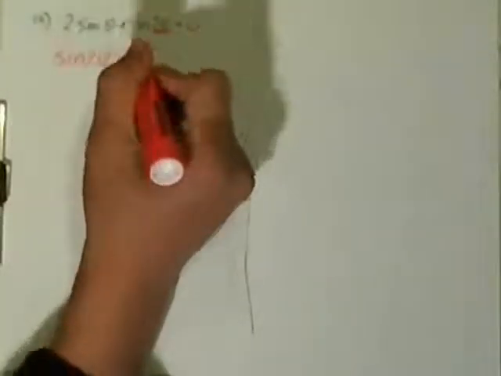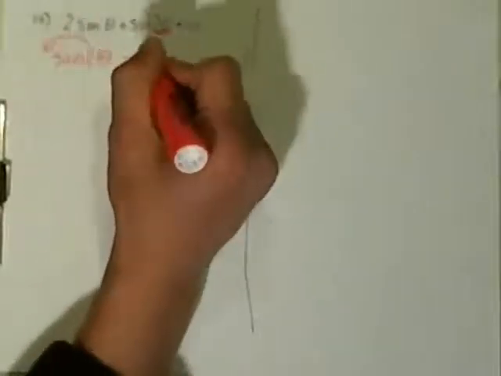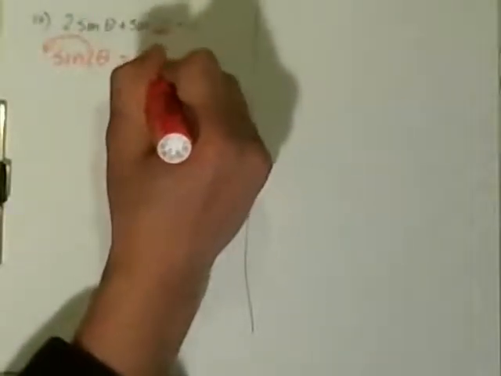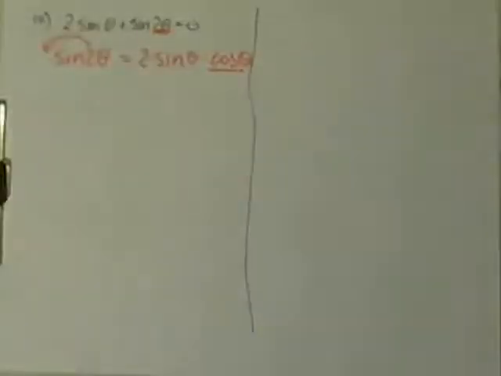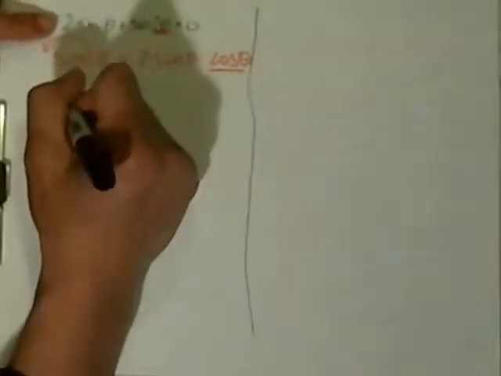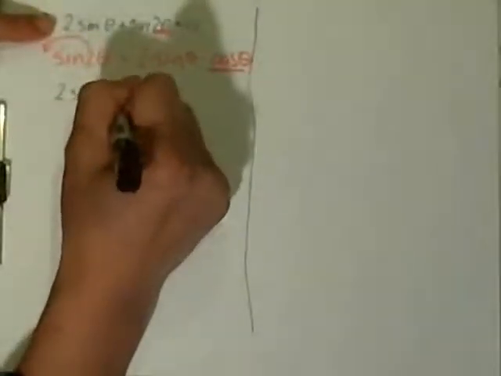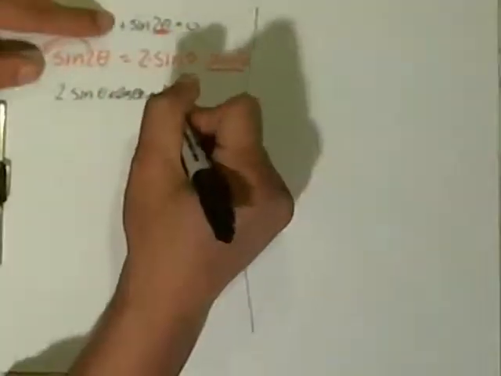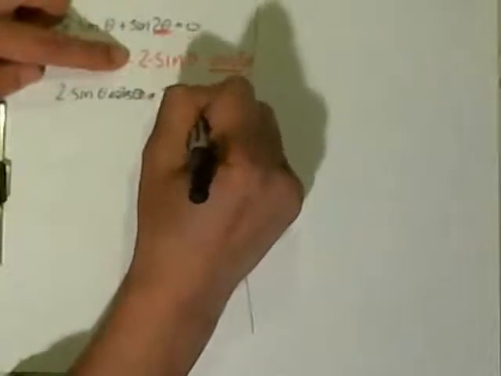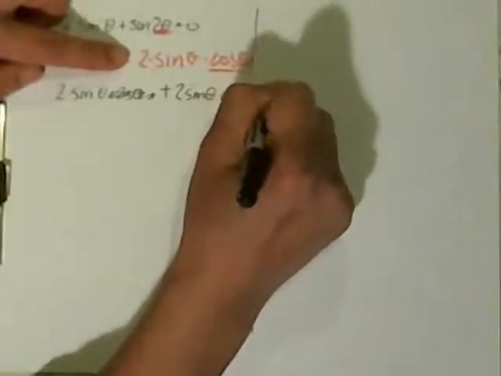Sine of 2 theta is equal to, bring out the 2 right there, 2 times the sine of theta, and I have to multiply by the cosine of theta. So you bring the 2 out to the front and multiply by 2 cosine theta. That's the double angle. You should have that memorized from last chapter for the test anyways. So rememorize these. It's going to come out on your test. So I have 2 sine of theta plus 2 sine of theta cosine theta equals 0.